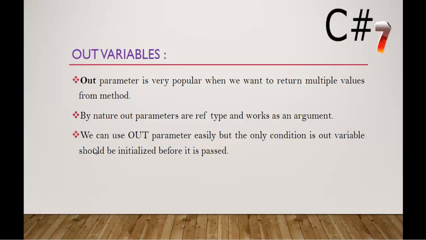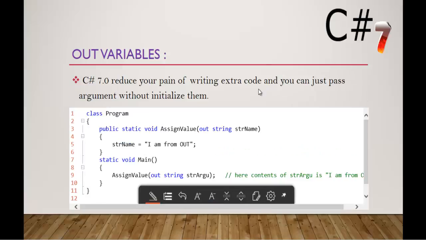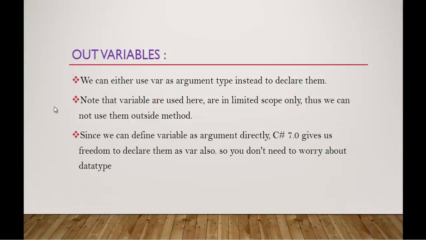Let me recall. We can use out parameter easily, but the only condition is the out variable should be initialized before it is passed. That's what this demo tells. But in C# version 7, you can just pass the argument without initializing it, and that step is avoided. That's the feature of C# version 7 when you use out variables. And we also saw that instead of specifying the type string, we can specify var also. That's the meaning of these three sentences.